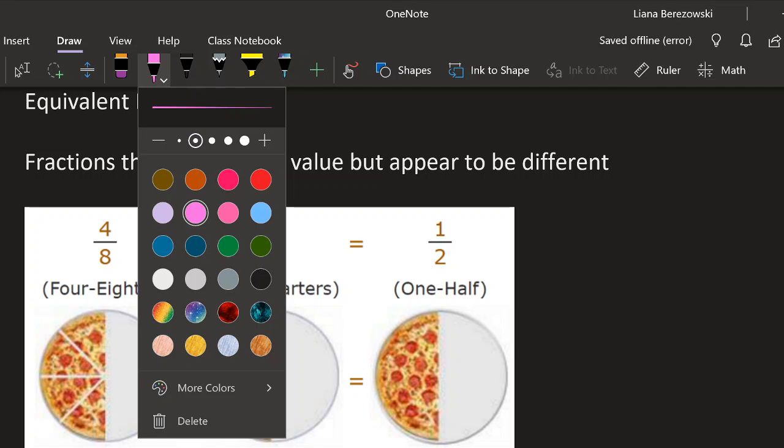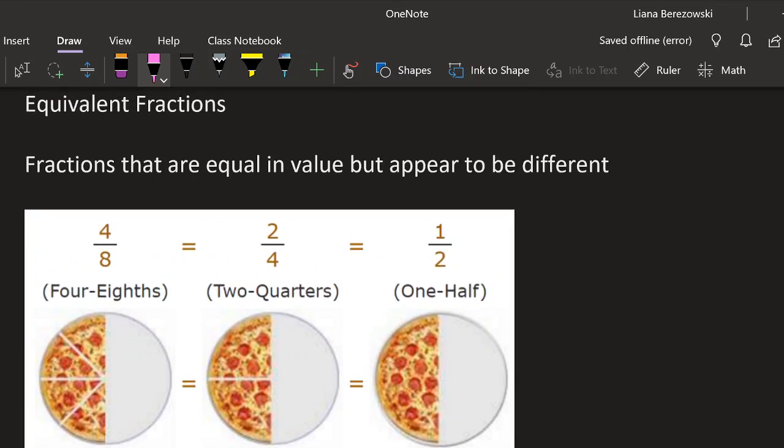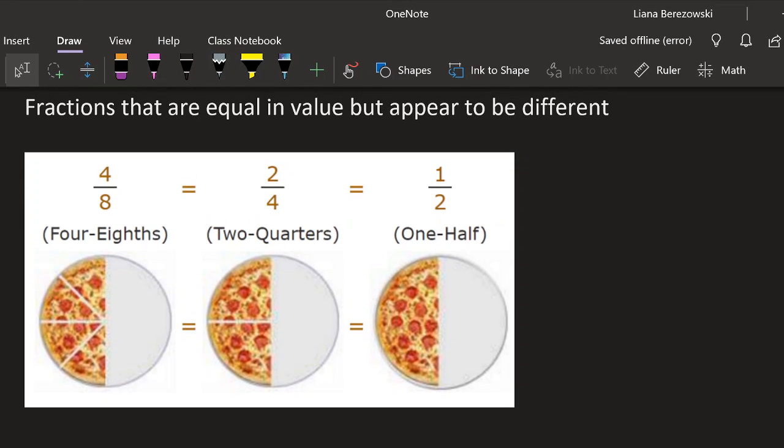Now let's talk about equivalent fractions. So I mentioned this earlier when we were simplifying fractions, okay? Equivalent fractions are just fractions that are equal in value but appear to be different, okay? We can again represent equivalent fractions with pizza, right? If we look at these 3 pizzas here, they're all divided into differently sized sections, okay?